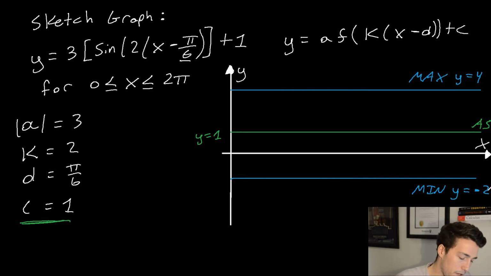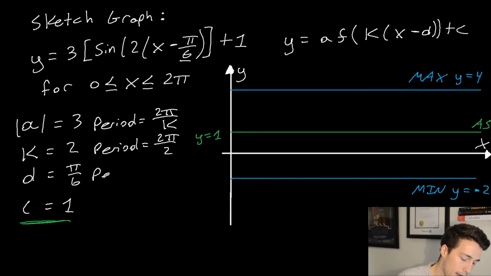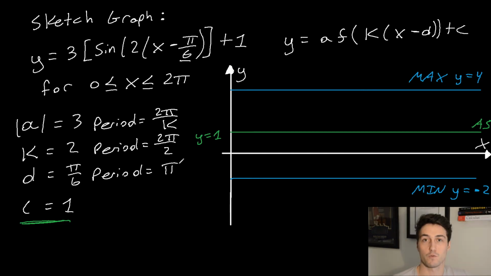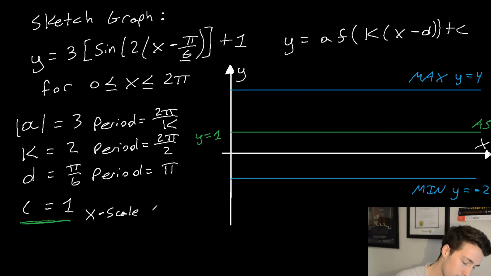Next, I'm going to figure out what the period is. So the period is 2 pi over k. In this situation, the k value is 2. So 2 pi over 2, that means the period is equal to pi. The 2's cancel there. Now, once we have the period, I can get the x scale. The x scale is really just the special points that we're going to, where we know where the function is defined based on the unit circle, based on the vertical and horizontal directions. So the x scale is the period divided by 4. So here the x scale will be equal to pi over 4.